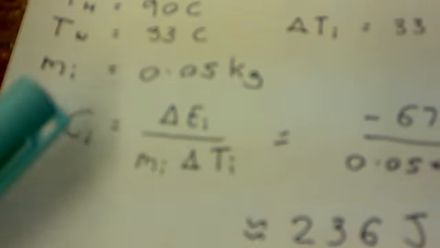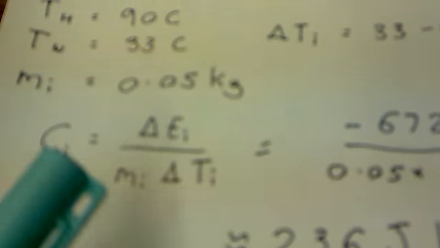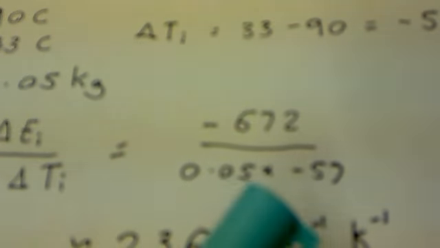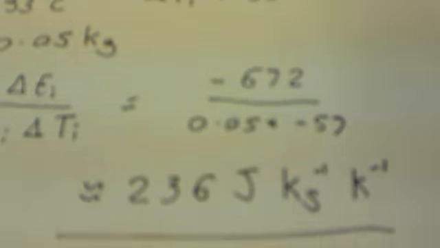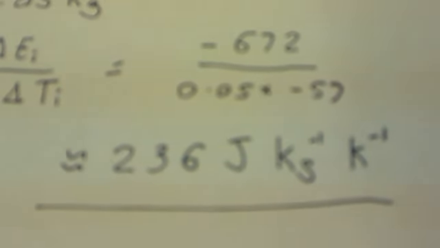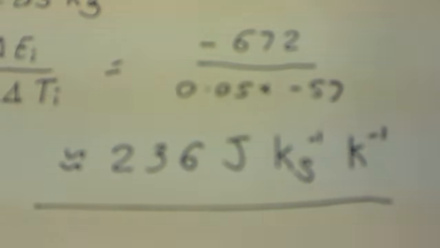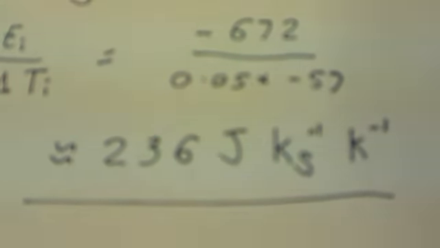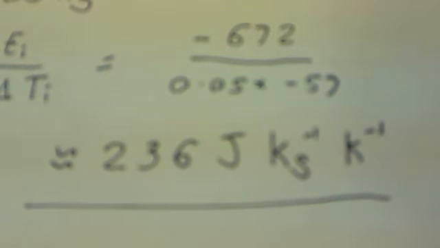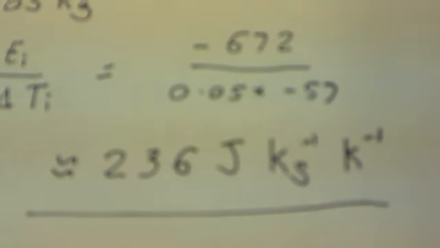So we'll say the change in energy of the iron divided by the mass of the iron, 50 grams or 0.05 kilograms, times the change in temperature of the iron: minus 672 over 0.05 times minus 57. The minus signs cancel, so we get a specific heat of iron of about 236 joules per kilogram per Kelvin, which is actually a bit low because it should be about 450. Anyway, that is how you do your calculation.